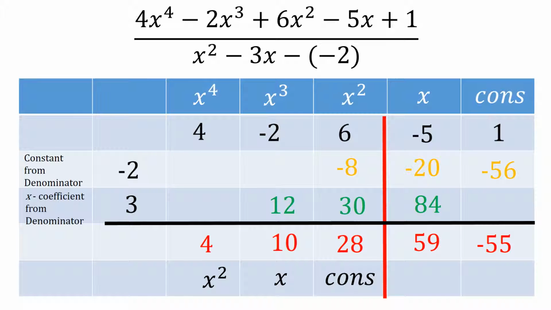Now that we've crossed over the red line, the powers do not drop at all. So the 59 that appears in the column for x is going to be the x coefficient for the remainder, and the -55 in the constant column will also correspond to the constant term for the remainder.